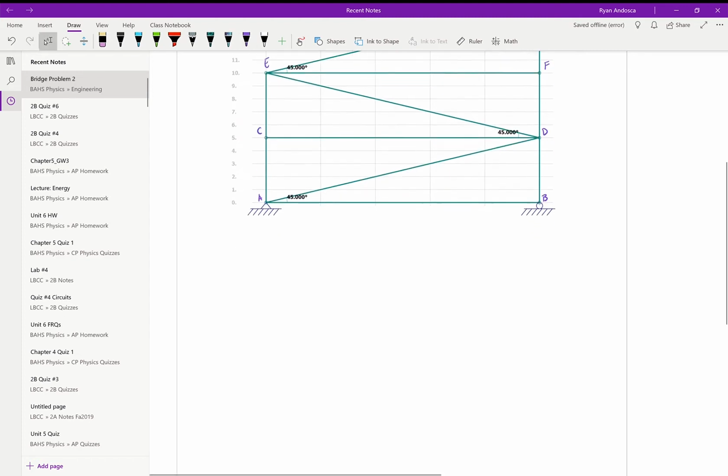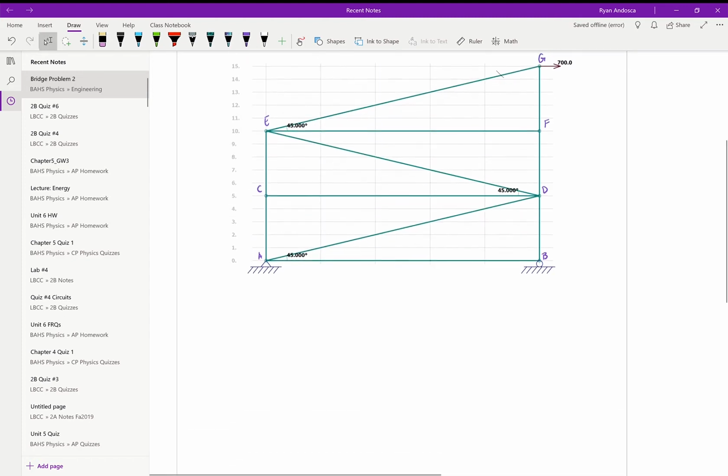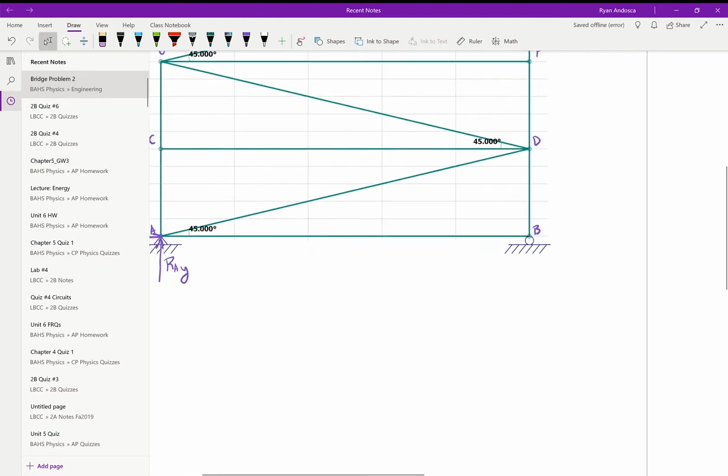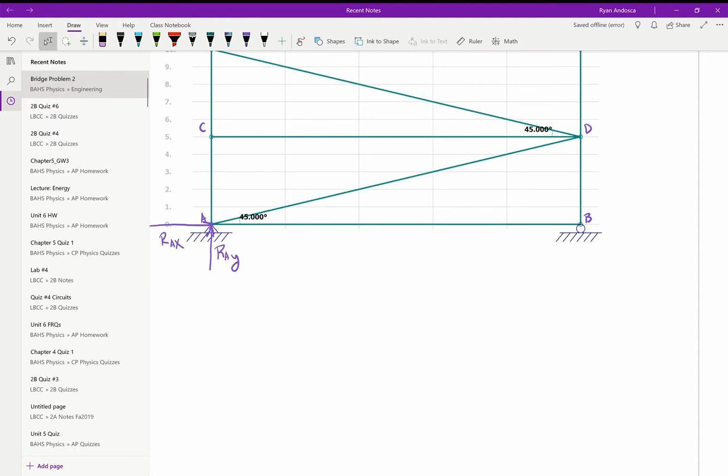Alright, so the very first thing you've always got to do is label your reaction forces and then find those reaction forces. So at the pin over here at A, there's going to be two reaction forces. A vertical reaction force I'll label RAY, and a horizontal reaction force I'll label RAX. There are two forces at the pin because the pin constrains in two directions, meaning that it's got to exert a force in two directions. The roller, in contrast, only has one reaction force because it only constrains in the vertical direction, so it has a vertical reaction force and nothing else.